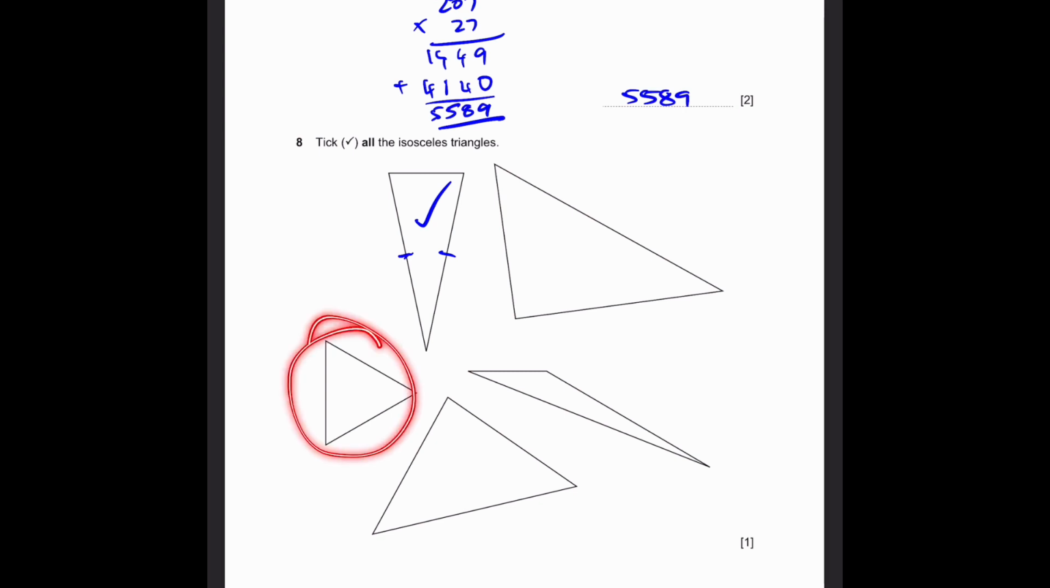Now for the third one here, it is an equilateral triangle if we measure all three sides. Equilateral triangles have all three sides with the same length, and all three angles are the same, which are 60 degrees. Well, in an isosceles triangle, any two have to be the same length. Since the minimum criteria is two sides equal, therefore equilateral triangles can also be counted as isosceles triangles.